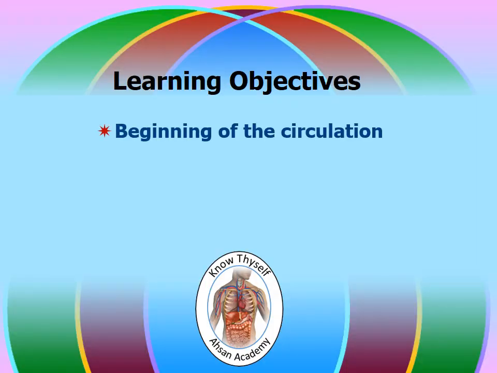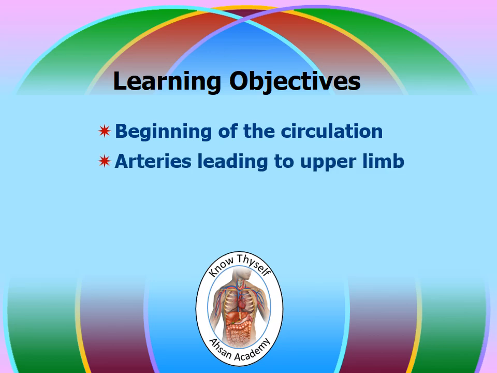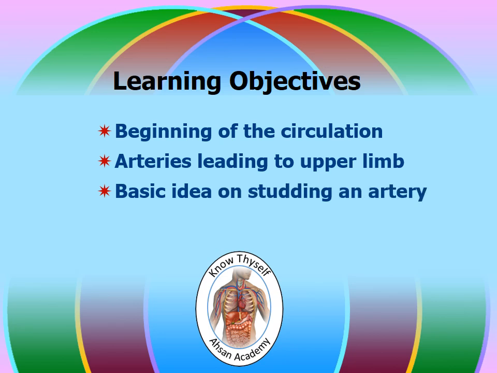I have divided the total presentation into different parts, and this is the first part of the presentation. In this part, I'll try to cover how the circulation of the upper limb begins and how the artery leads into the upper limb, and the basic idea of how to study the artery circulation of any part. And finally, I will try to discuss the initial part of the artery supplying the upper limb.